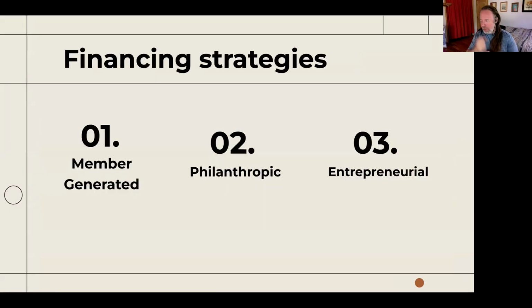One more little chunk here, and then I'll pause again and see if there are any questions. Financing strategies. I think there are 3 big things to think about in terms of how you are actually going to generate the money to start a community. And again, there are different phases of this. Particularly, there might be a difference between the phase of buying land and the phase of developing housing.